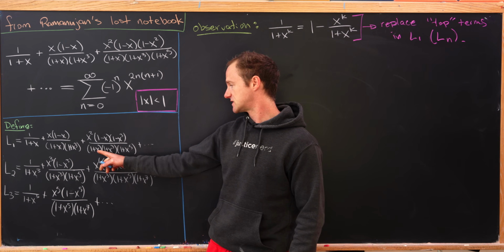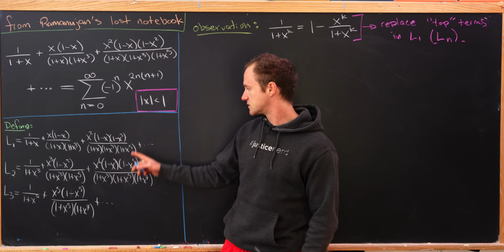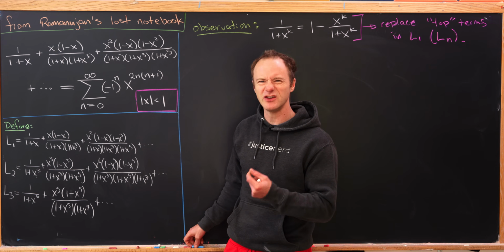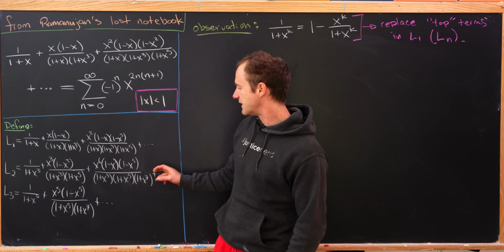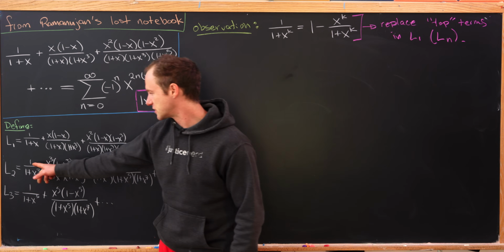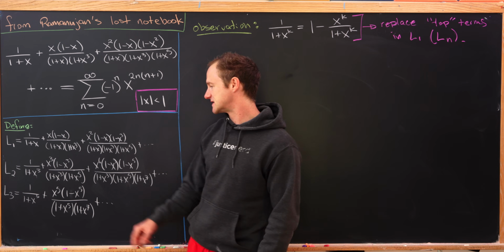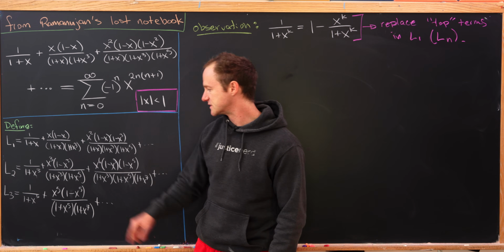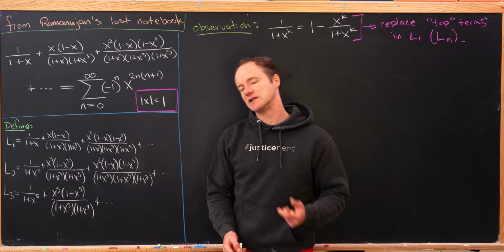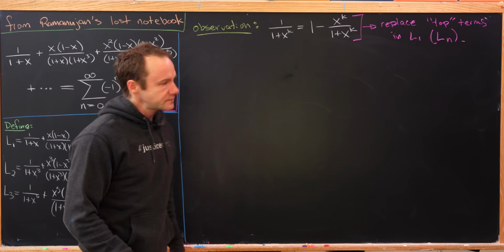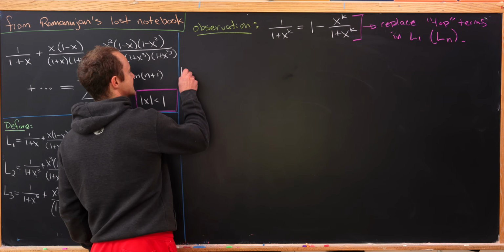Then in this third summand, the top term is 1 over 1 plus x to the fifth. And then you can go on and on and on. And then similarly down here, the top term of the first summand is 1 over 1 plus x cubed. The top term of the second summand will pick up this 1 over 1 plus x to the fifth, and so on and so forth. Okay, so let's see what that does to L1.